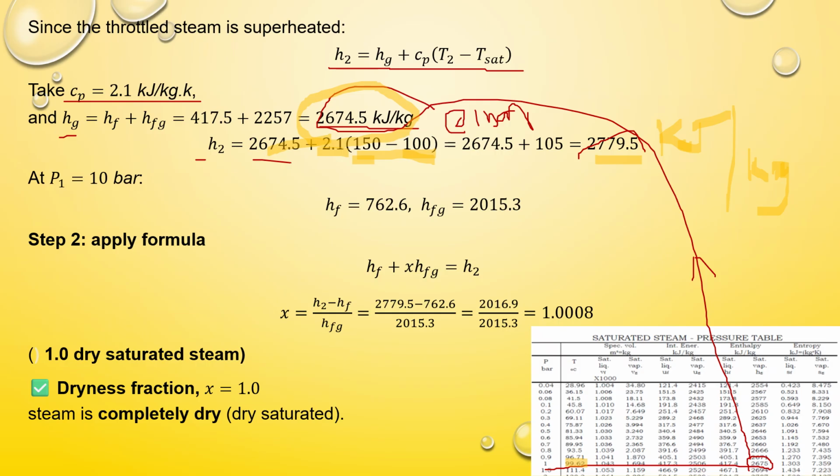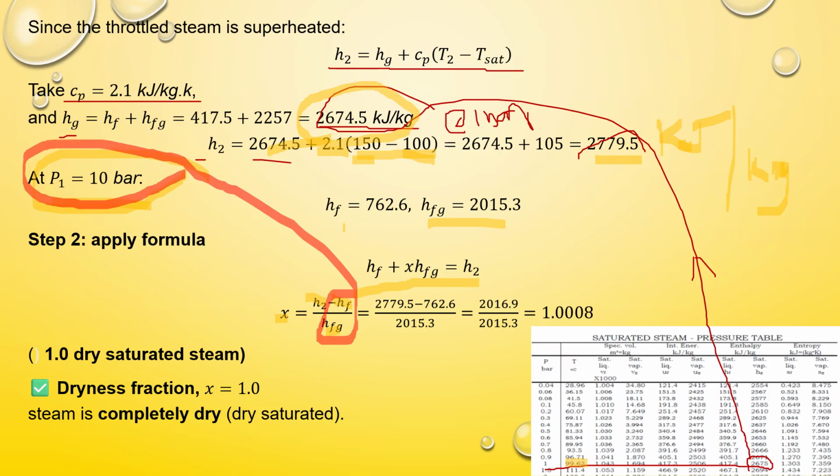Now at 10 bar, we have to find out what is the value of HF and HFG. So what is one state before throttling? So HF plus XHFG, that is equals to H1, that is equals to H2. And we know how to find out dryness fraction. H2 is available. How to find out HF and HFG? This HF and HFG, you have to find out at P1 pressure from the steam table.